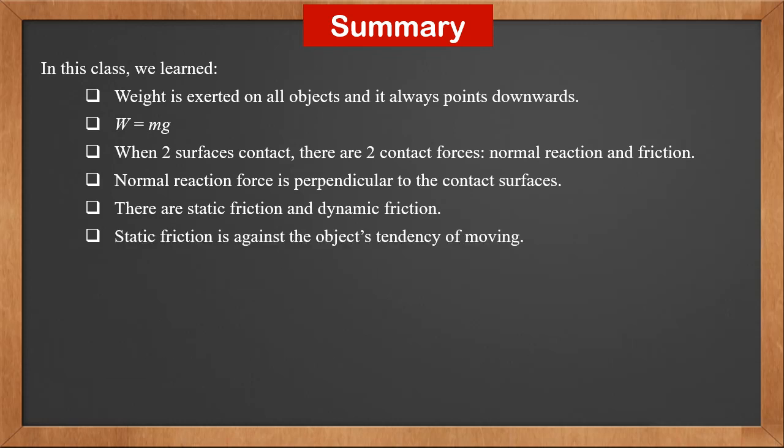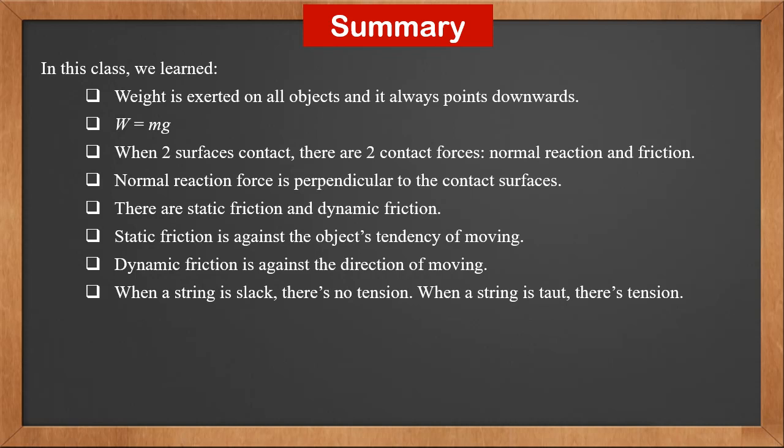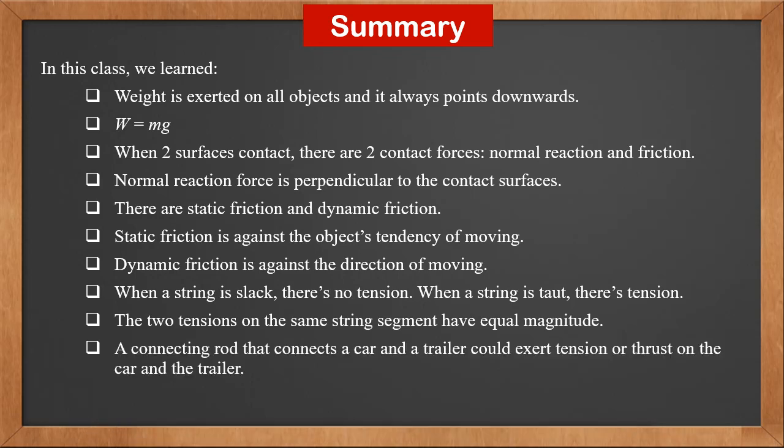Static friction is against the object's tendency of moving. Dynamic friction is against the direction of moving. When a string is slack, there's no tension. When a string is taut, there's tension. The two tensions on the same string segment have equal magnitude. A connecting rod that connects a car and a trailer could exert tension or thrust to the car and the trailer. The two tensions or thrusts on the rod are of equal magnitude.